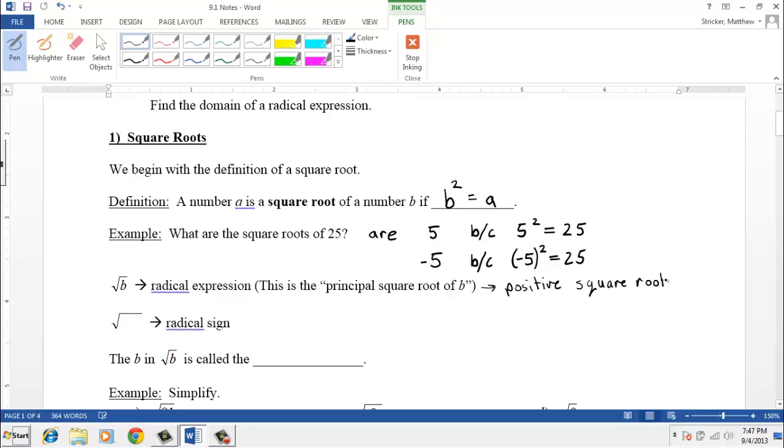Because as we just saw in that last example, what are the square roots of 25? There's actually a positive square root and a negative square root. Well, when we use this symbol, we're just talking about the positive square root. The actual sign that we use to represent square root, we call that a radical sign. And the number underneath, and it's not always a number, it could be a variable, is called the radicand.